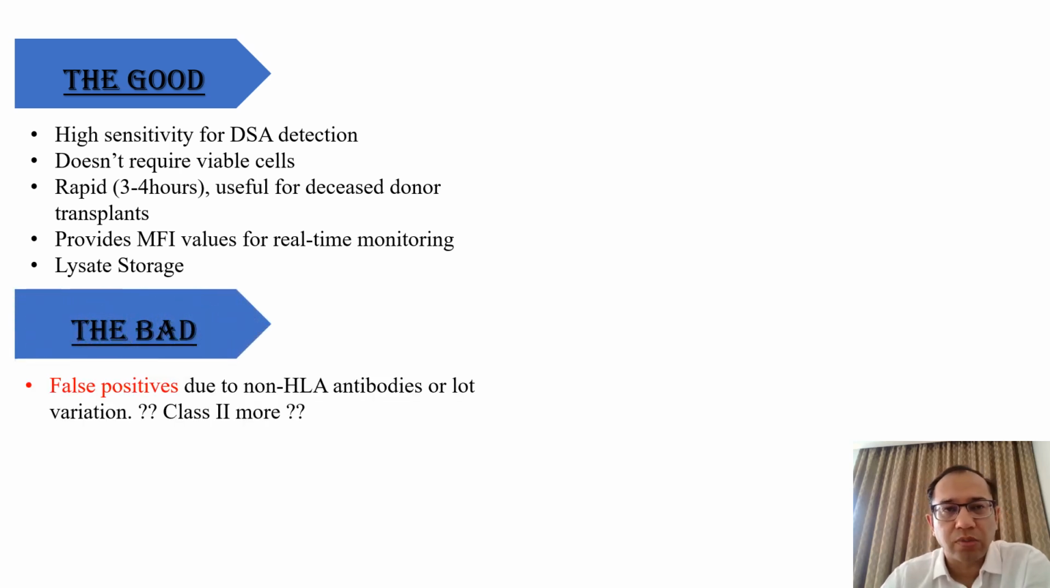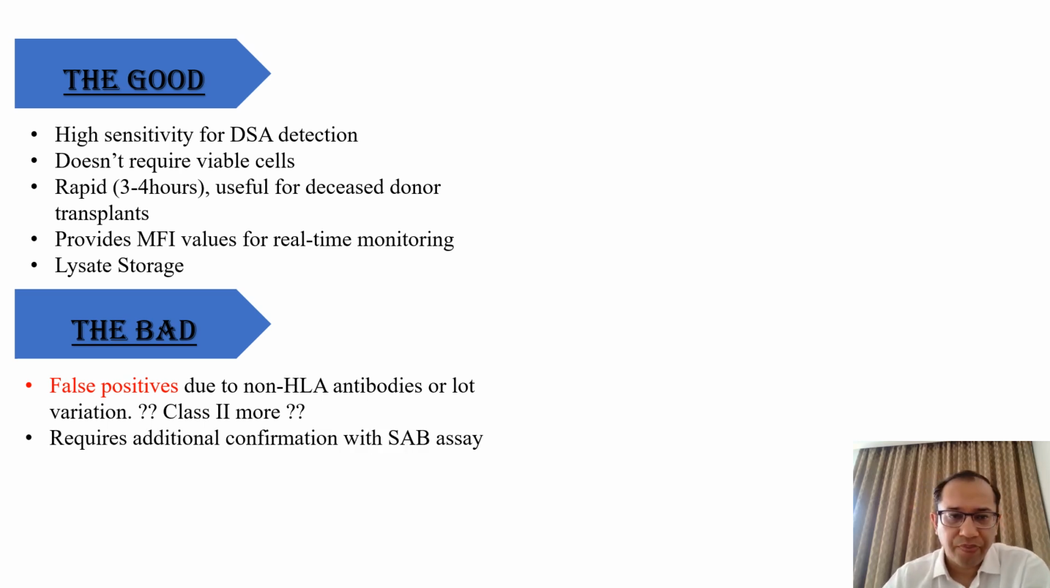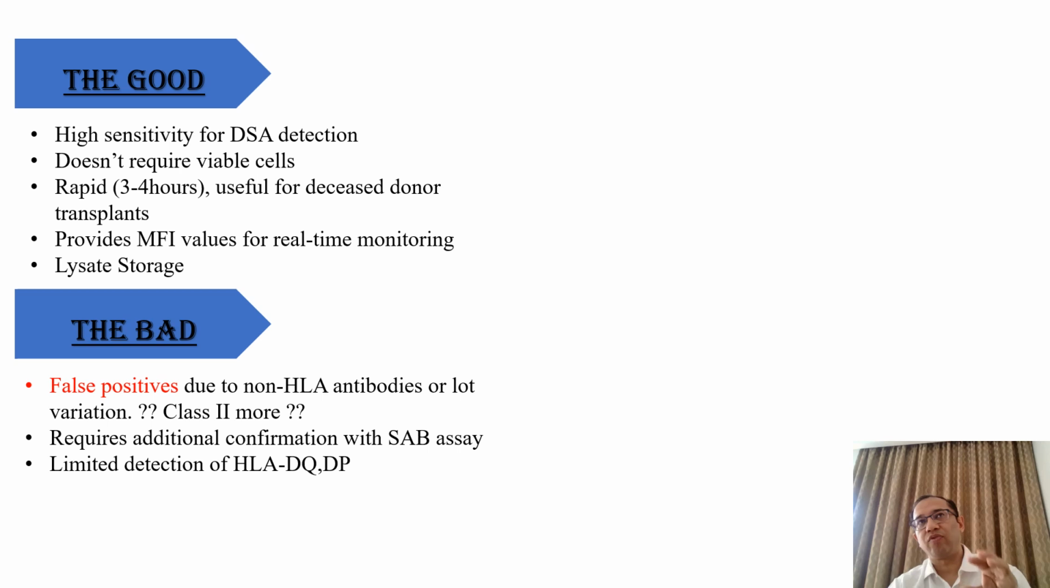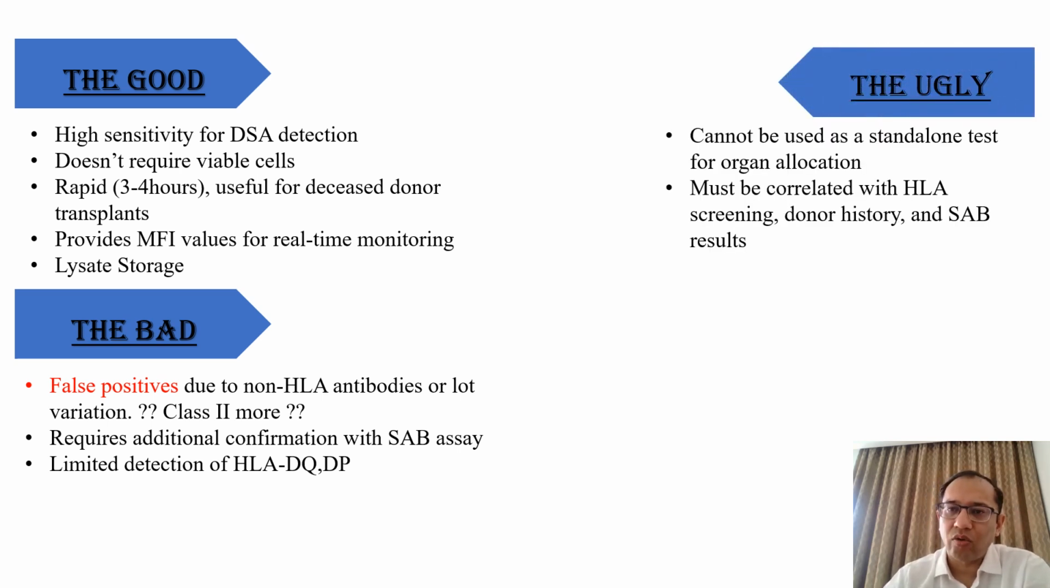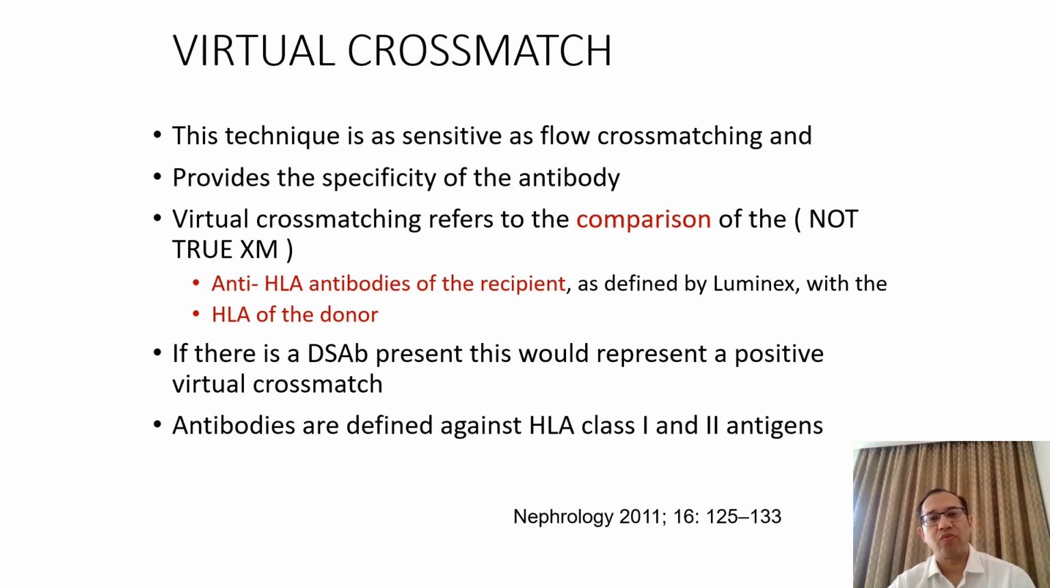The bad is that it gives false positives. Obviously, we have discussed it's more in class 2, so you need to be wary of that. That's why it cannot be employed as a single test. It requires additional confirmation with SAB assays. Also, it does not detect DQ and DP antibodies. Nowadays DQ antibodies have a very wide role and are implicated in a lot of cases. In those cases, you have limited detection of DQ and DP antibodies. So it cannot be used as a standalone test, and you should be doing another test with it to have a better understanding.